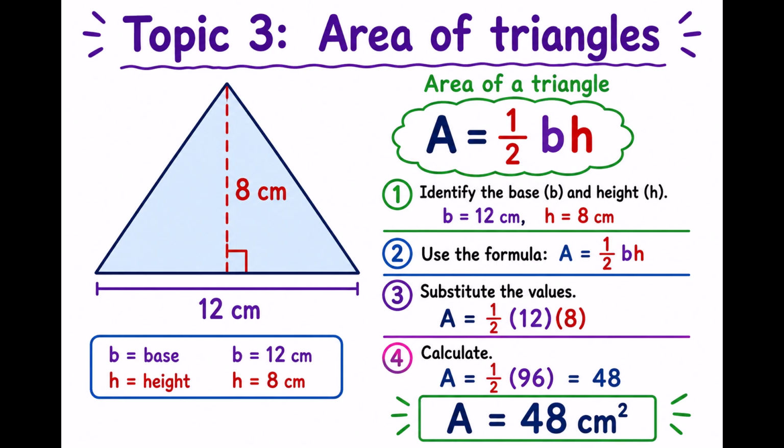Always remember, when we calculate A equals half and then the parentheses 96, we are calculating 1 divided by 2. So 1 division sign 2 times 96 to get the answer 48. And remember, that's just saying half of 96. And that gives us our area, 48.